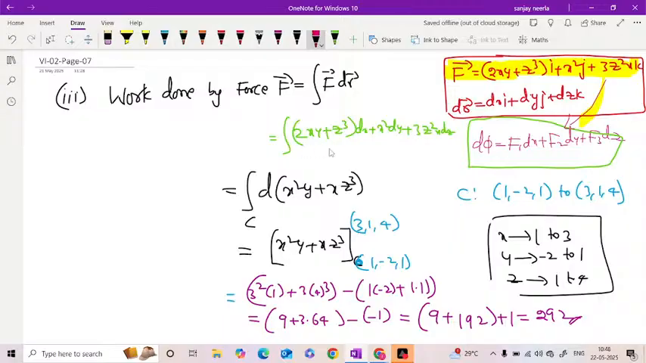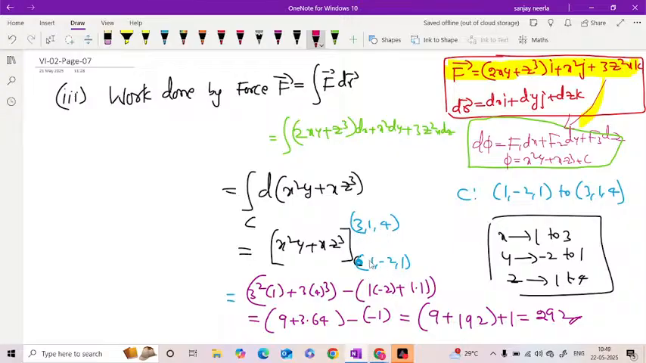Okay, so already we know the result. Now π is equal to, according to the result, x square y plus x z cube plus constant. That means this total we can write as the derivative of x square y plus x z cube. Now the integration of this is x square y plus x z cube, evaluated from the point (1, -2, 1) to (3, 1, 4).